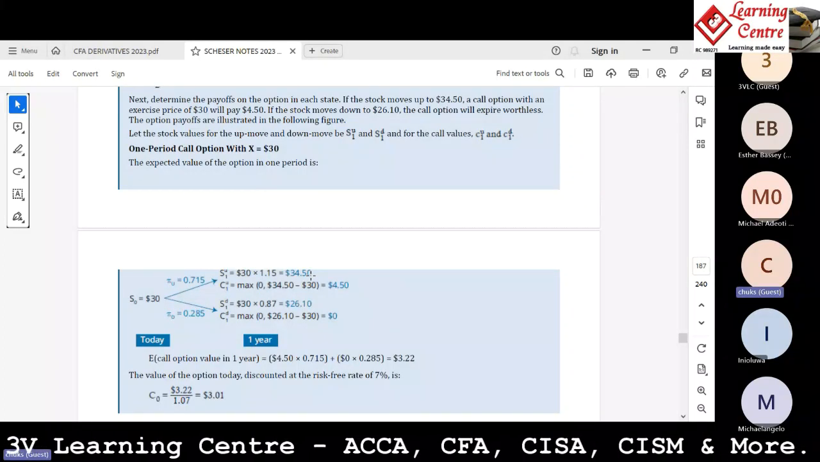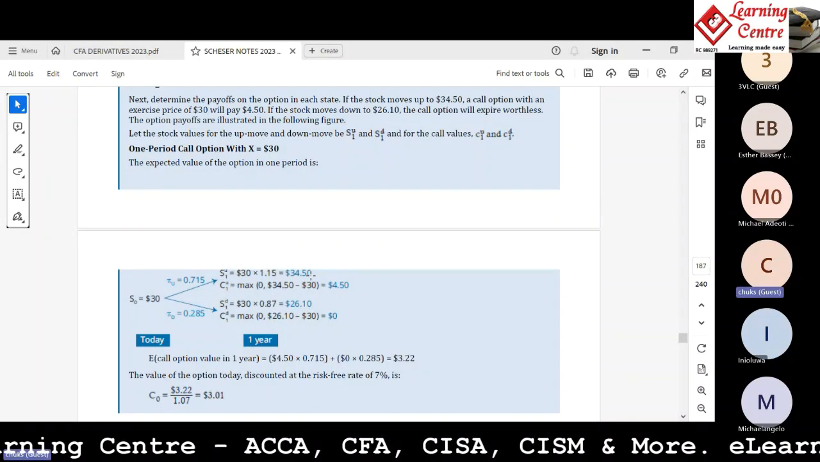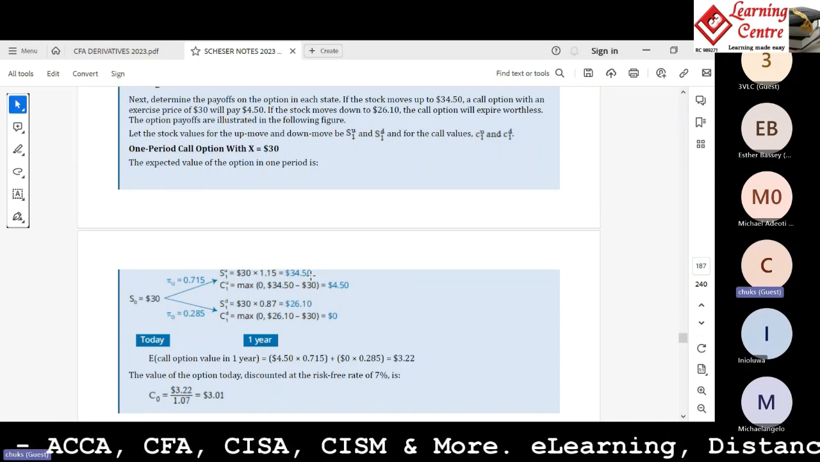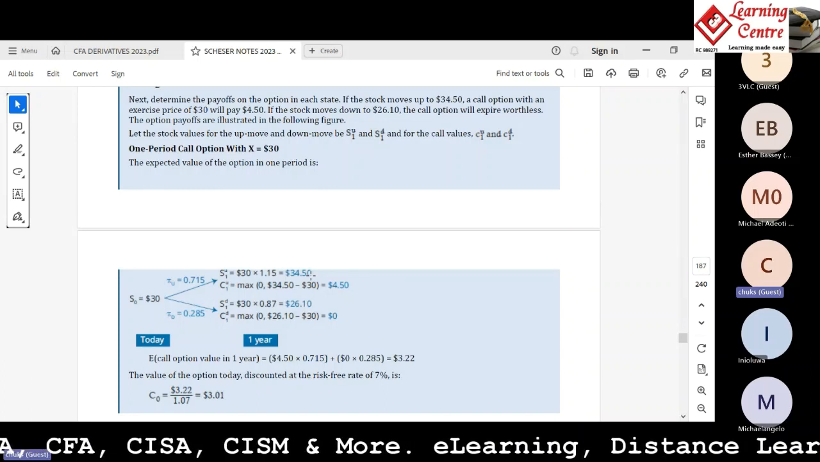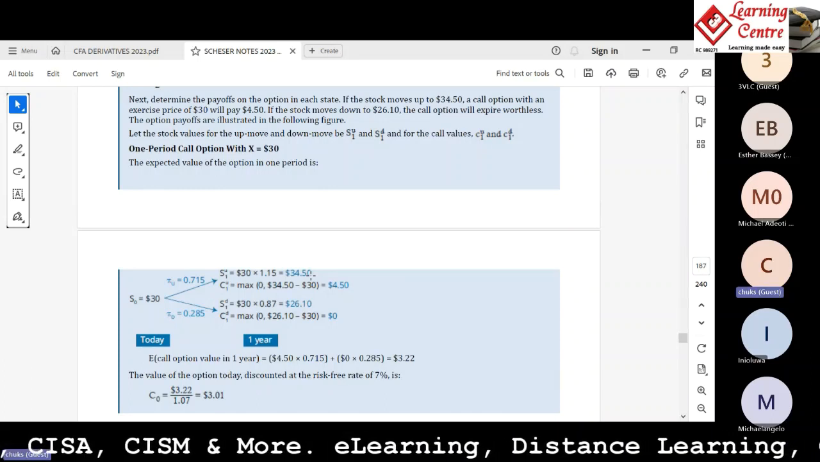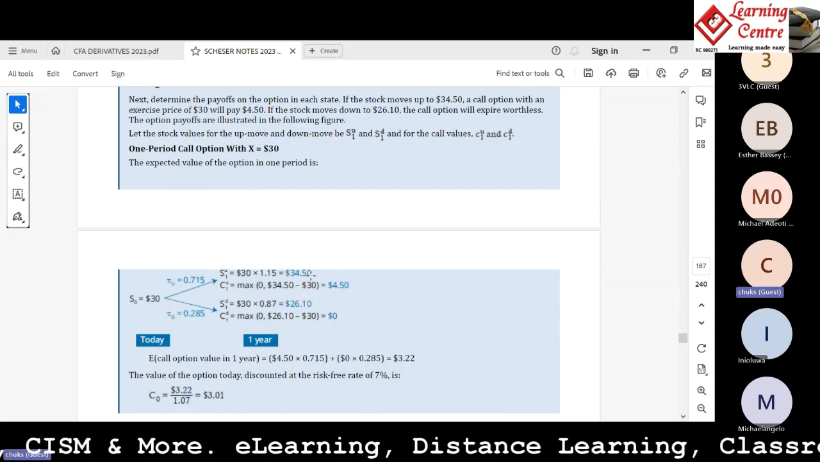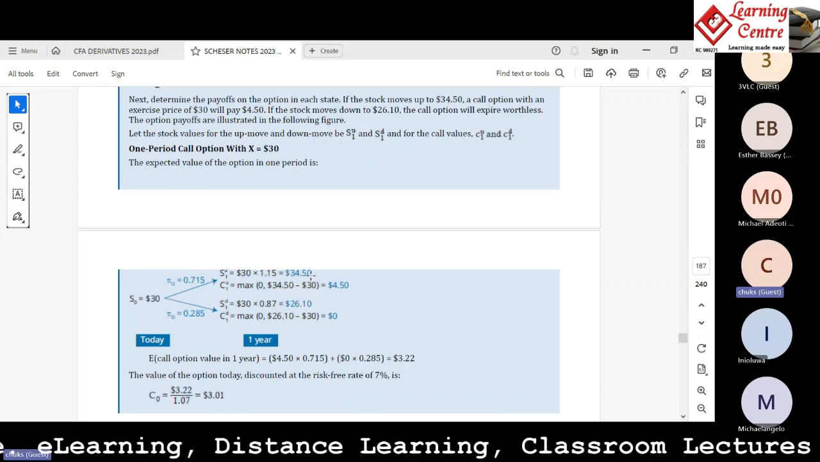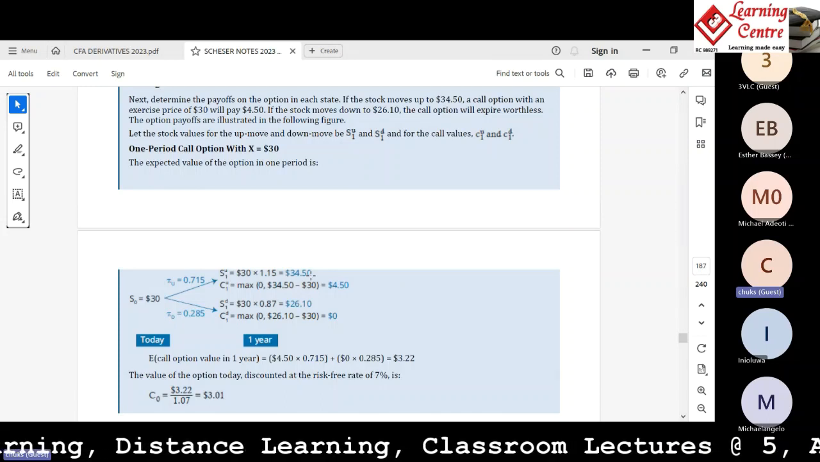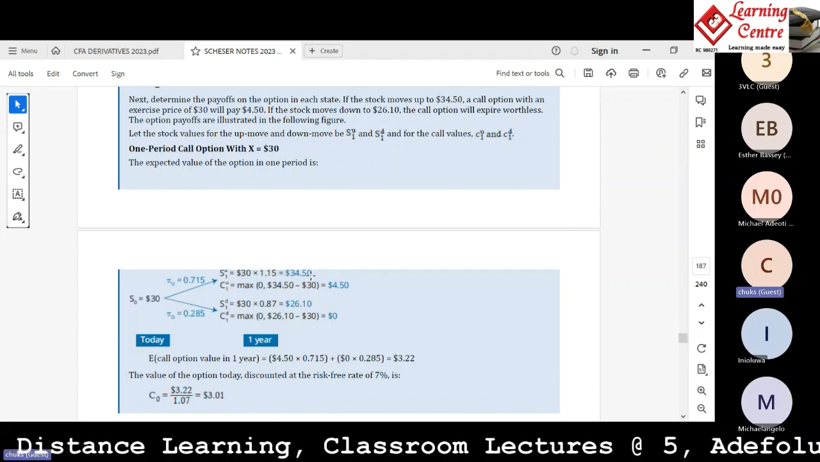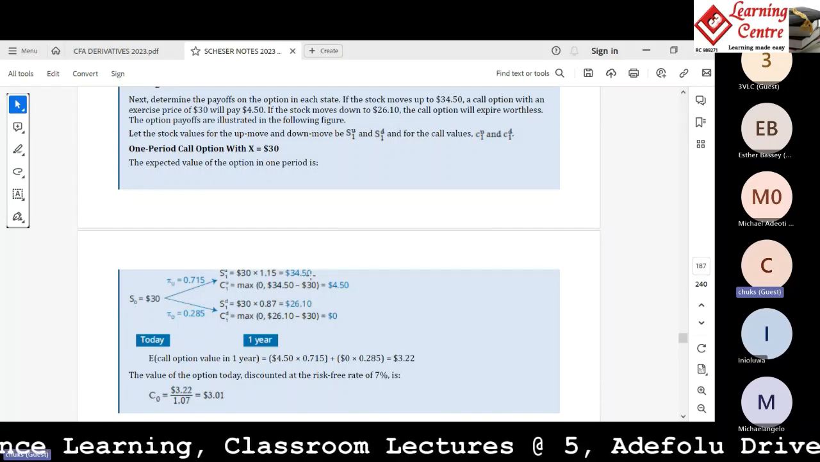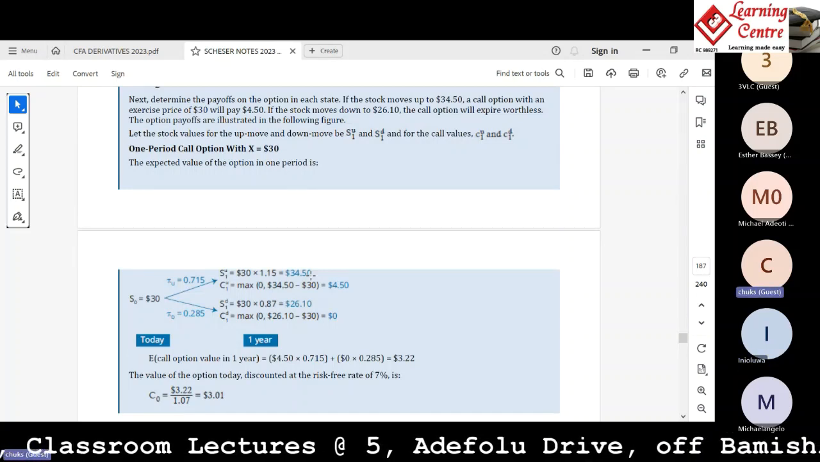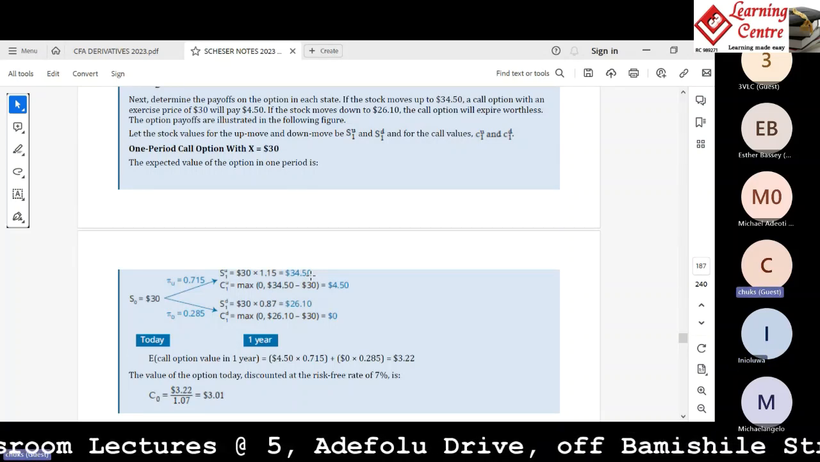Then you ask yourself the question, am I going to exercise or not? We said we will exercise. When we exercise, what is our benefit? We calculated the benefit at 4.5. We have that one on the left side. For the second one, if the price goes down by 0.87, the price would be 26.1. Are we going to exercise or not? We are not going to exercise, and our value will be 0, because we cannot lose in the call option. So we have our value for upside and our value for downside.